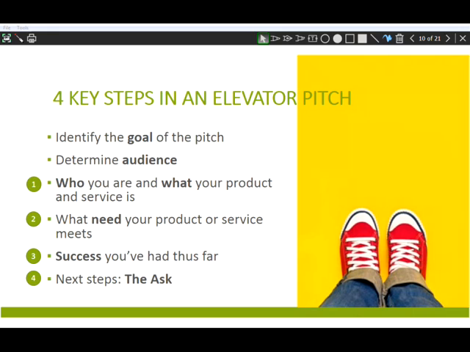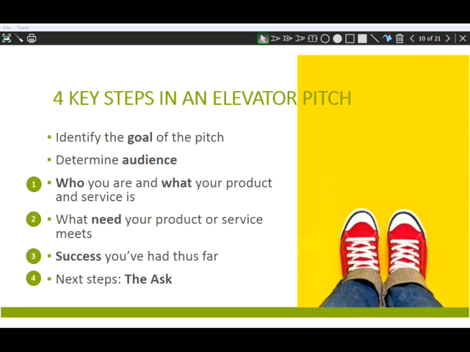And so those are the foundation before you start your elevator pitch. And then here are the four steps that you want to take in your elevator pitch. So one, and we'll talk about each of these in more detail. Number one is who you are and what your product and service is. And this is where you'll spend probably the smallest amount of your time, talking about who you are and what your product and service is, but you'll definitely talk about that.